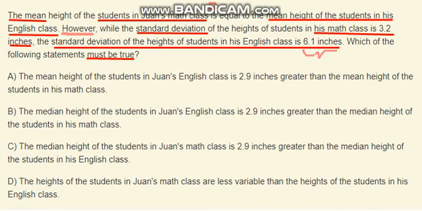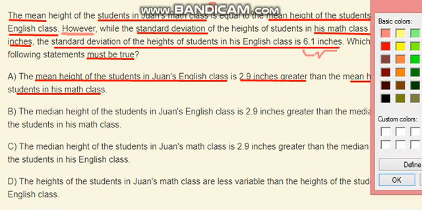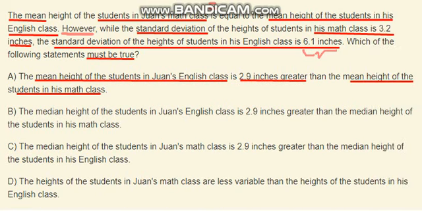So let's start reading the questions one by one. The mean height of the students is 2.9 inches greater than the mean height of the students in this math class. Now we can confidently mark this question wrong, and the reason for that is, let's see, how did they get the number 2.9?